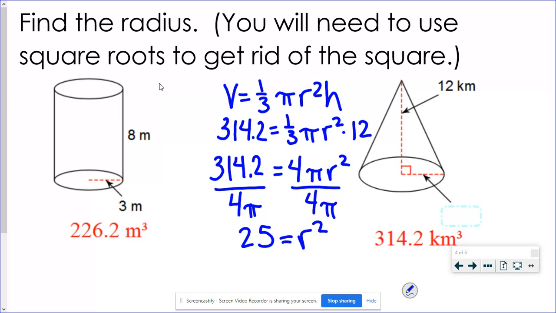So again, I told you I was going to give you nice numbers, right? What number times itself gives you 25? It's going to be 5. The work is to show a square root here and a square root here. We just have to do the same thing on both sides. And then my r equals 5. And my label on this was kilometers. That would be a ginormous cone if the radius was 5 kilometers and the height was 12 kilometers.